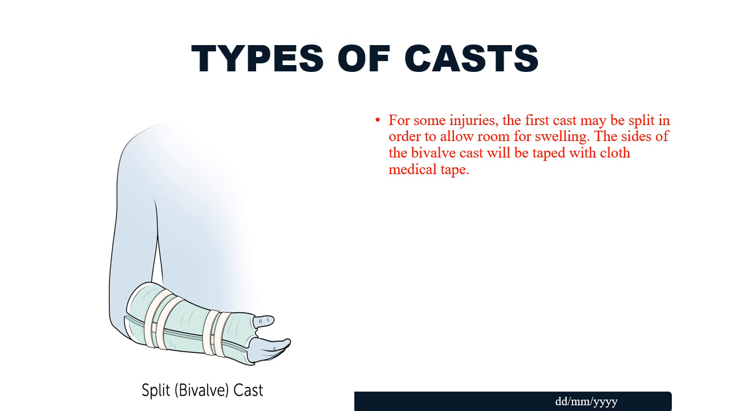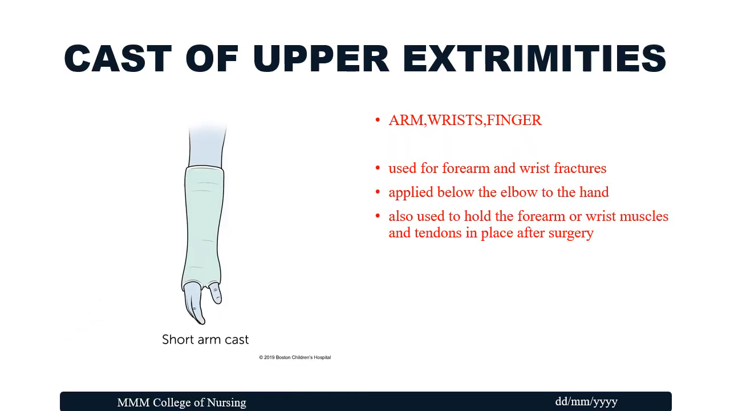What are the different types? The first type is the split bivalve cast. For some injuries, the first cast may be split in order to allow room for swelling. The sides of the bivalve cast will be taped with cloth medical tape. As you see here, the tape will be applied over the cast. So this is known as a split bivalve cast.